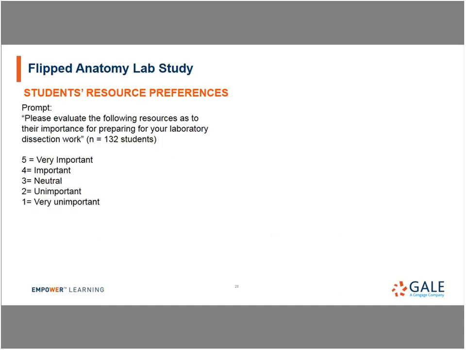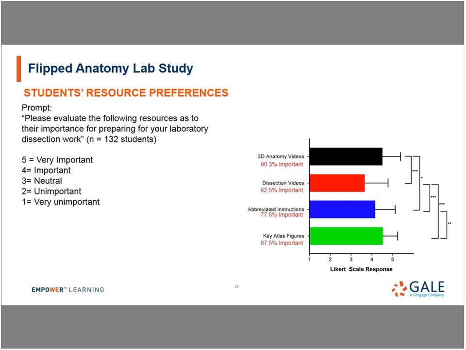Looking at resource preferences, we had students evaluate the 4 different resource types on an importance scale, meaning how important were these resources for your laboratory dissection work. We found that the 2 most popular resources for the students were the 3D anatomy videos, the bar on the top, and the key atlas figures. The other 2 resources were significantly less popular than those. And the dissection videos, interestingly, were the least popular.